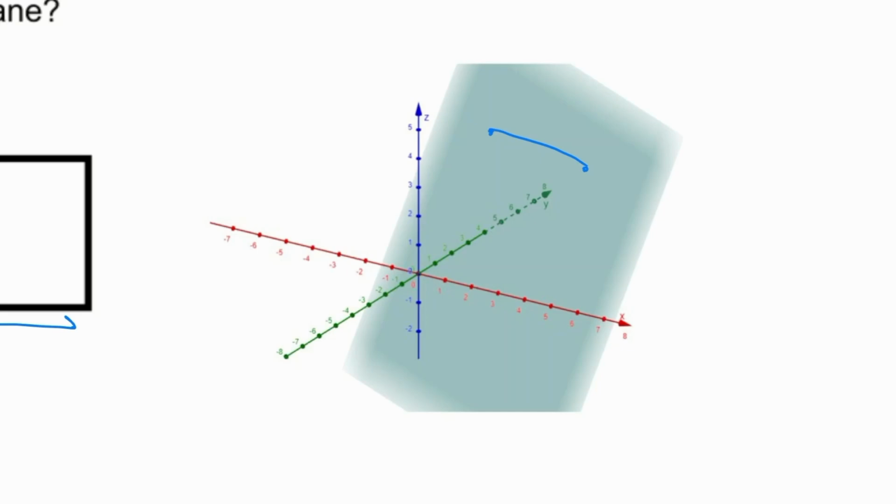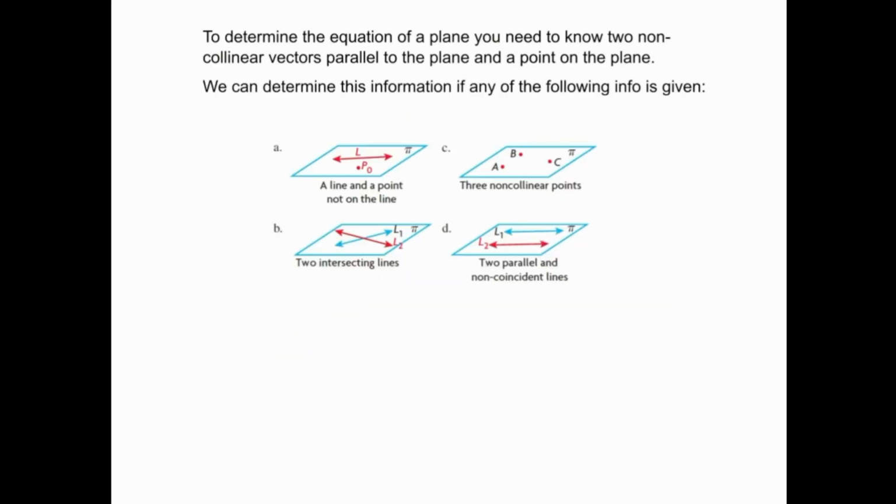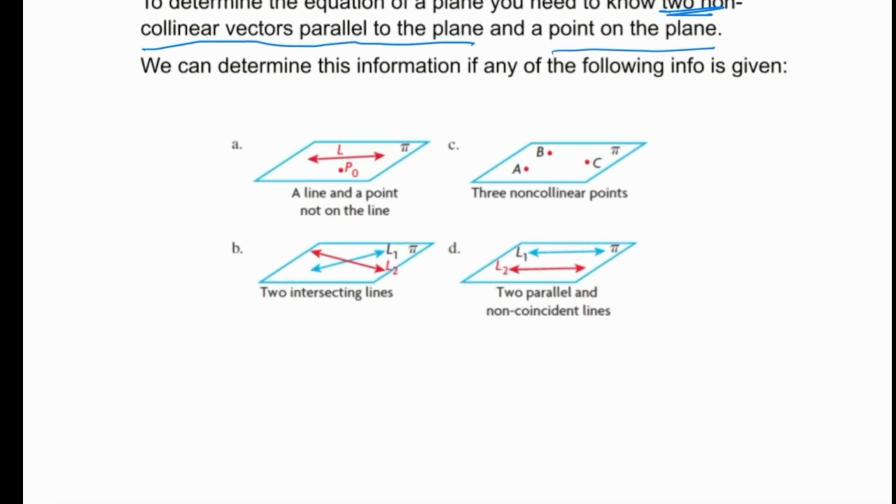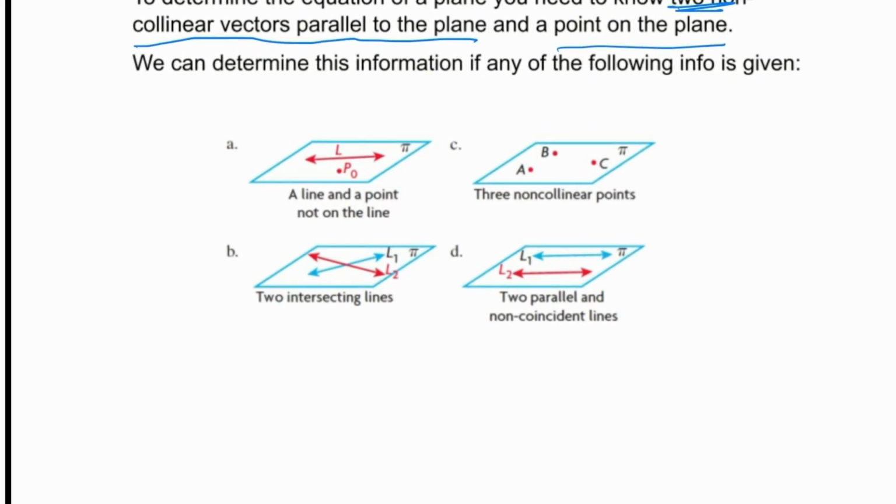So let's get started. Okay, so to determine the equation of a plane, we need to know 2 non-collinear vectors that are parallel to the same plane and a point. And we can determine this information in a few different ways. I'm not going to go through all of these in depth, but there are 4 different ways that we really could think about it. We could have a line and a point laying on the plane.